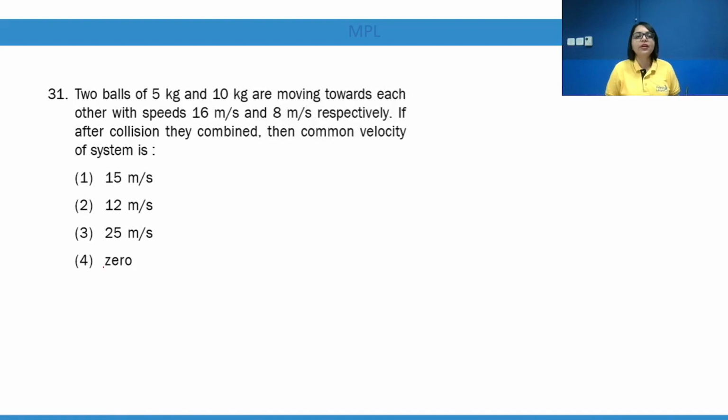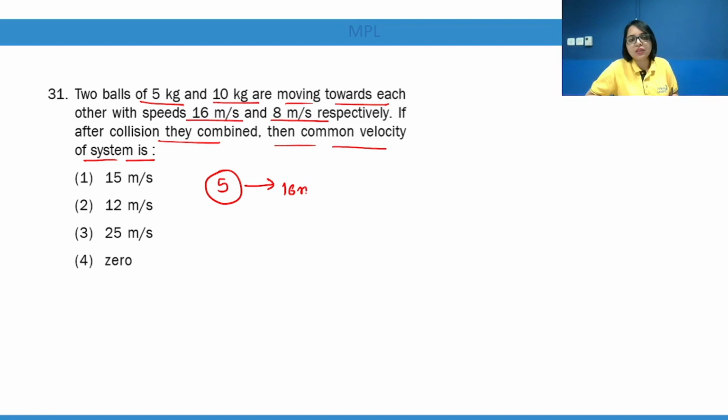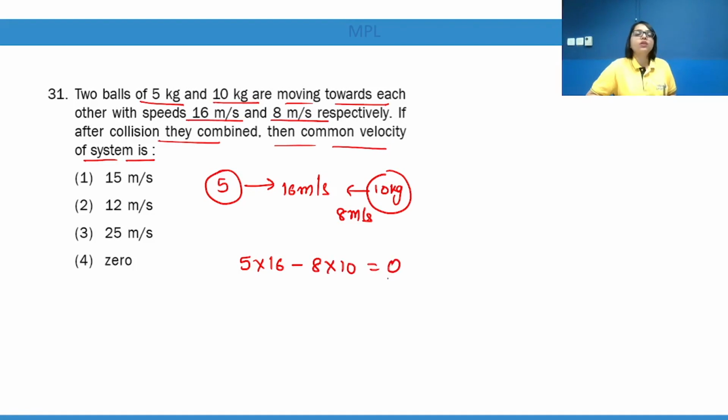Question number 31. Two balls of 5 kg and 10 kg are moving towards each other with speed 16 meter per second and 8 meter per second respectively. If after collision they combined, then the common velocity of the system is. So initial momentum will be, 5 kg is moving with 16 meter per second in this direction and 10 kg is moving with 8 meter per second in this direction. So net momentum is 5 into 16 minus 8 into 10, which is equal to 0. So final momentum should also be 0 because of the conservation of momentum.